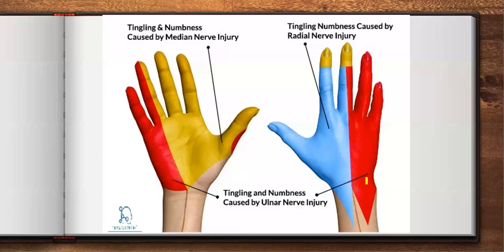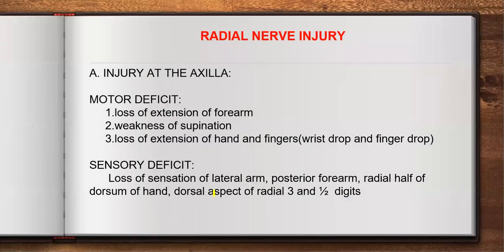So radial nerve usually helps with your extension of your wrist, extension of your finger. So all the extension is given by the radial nerve, whereas the flexion of your wrist, flexion of your finger, these are given by mainly median nerve and ulnar nerve. All right, so let's move on. So the radial nerve can be injured anywhere at its pathway. So it can be injured at the axilla, at the elbow, at the wrist. So anywhere it can be injured.